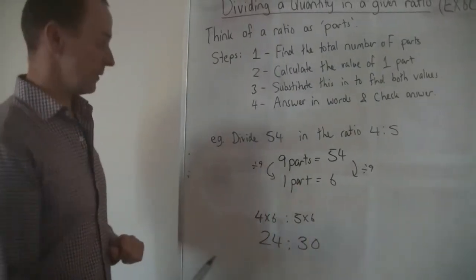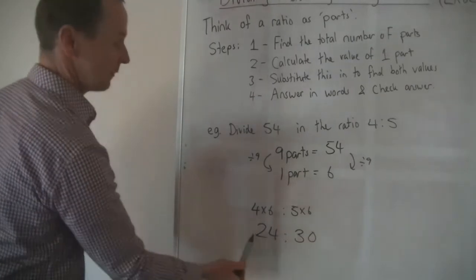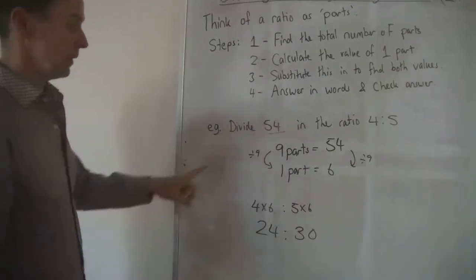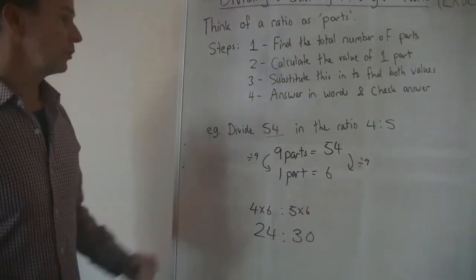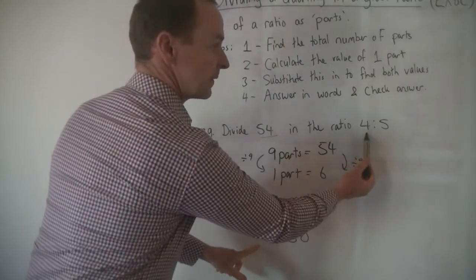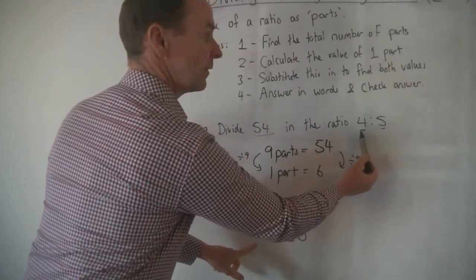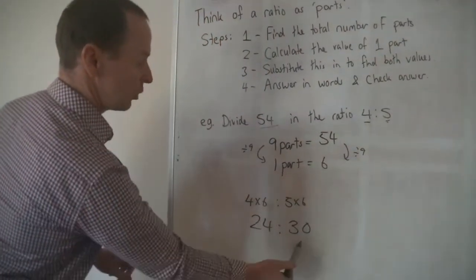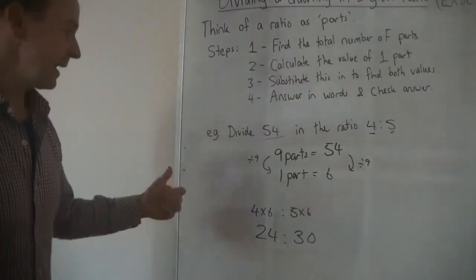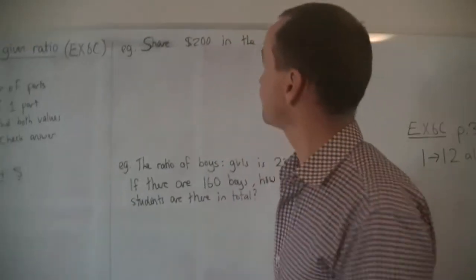The way to check your answer, add these two up together. Do they add up to the total there, which is 54? Yes. Good job. And make sure that this one, see how that 4 is smaller than 5? This one's smaller, this one's bigger. Make sure you've got it in the right order as well. Excellent. It's that easy. Now let's do some worded questions.